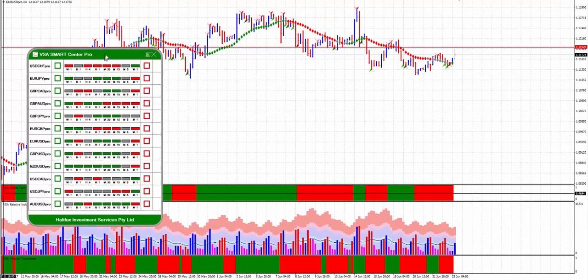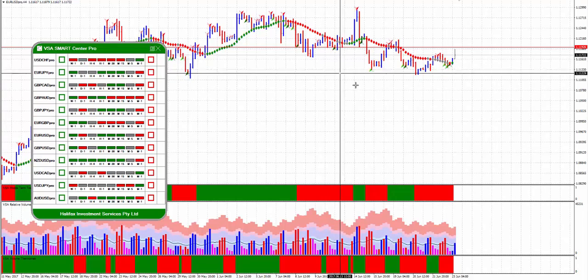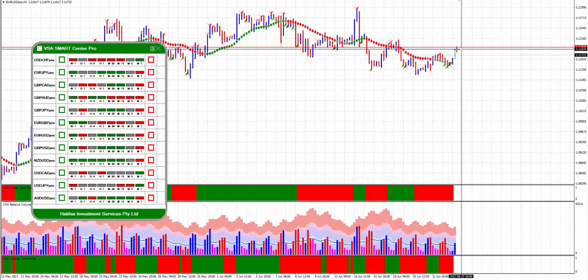Looking at the Smart Center Pro, we've got really a mixed bag here. Some time frames are up, some are down, and some are sideways. So we want to wait for some trend alignment to occur, and I'll be looking for trend alignment to the downside if we do start to see weakness come in.